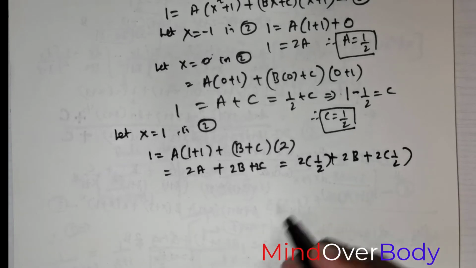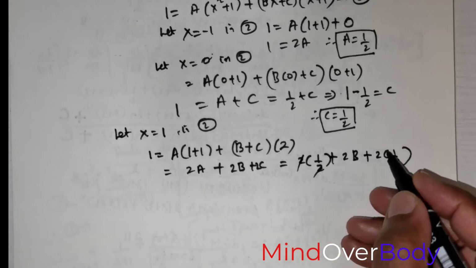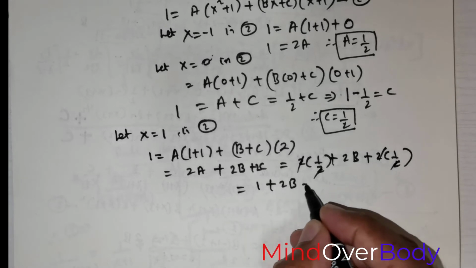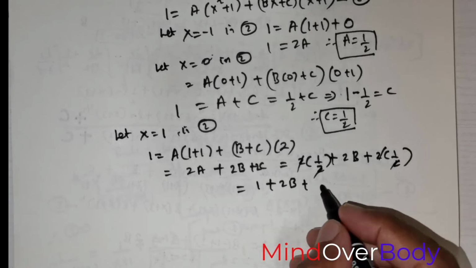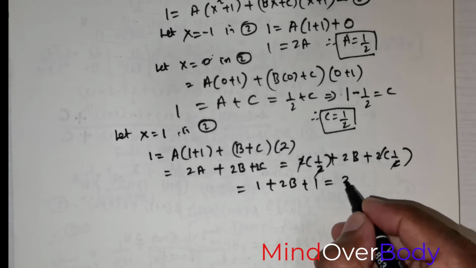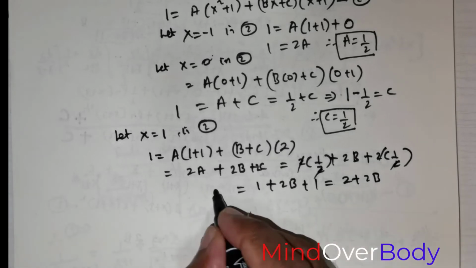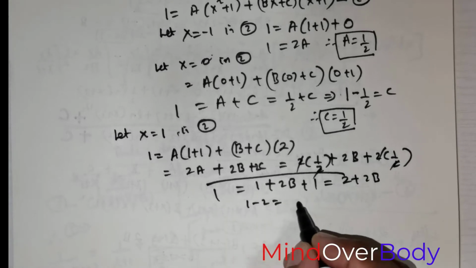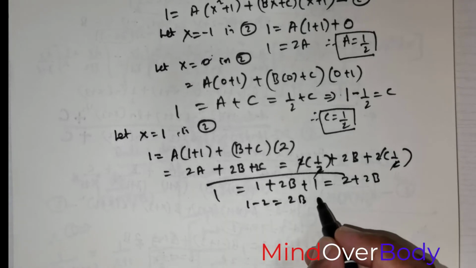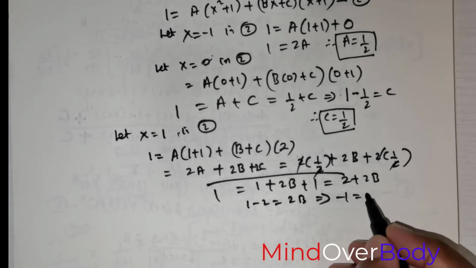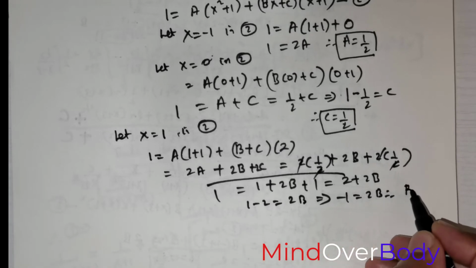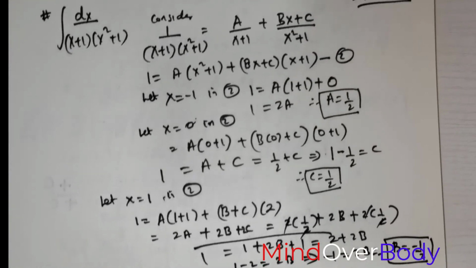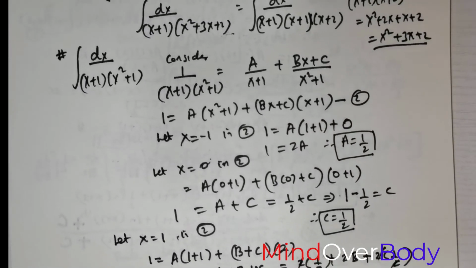Now clearly you can see that 2 can be cancelled, 2 can be cancelled, so I get 1 positive 2 times b positive 1, which is nothing but 2 positive 2b. On the left side I get a 1. I'm pushing this 2 to the left side, so it's going to be 1 negative 2 is equal to 2b, which would mean negative 1 is equal to 2b, therefore the value of b is negative 1 over 2. Fine. So I've got the value for a, the value for b, and the value for c.